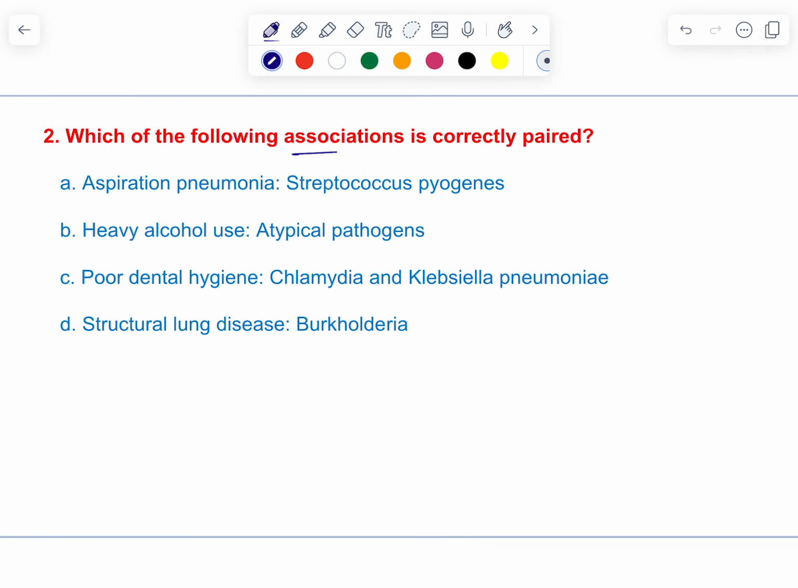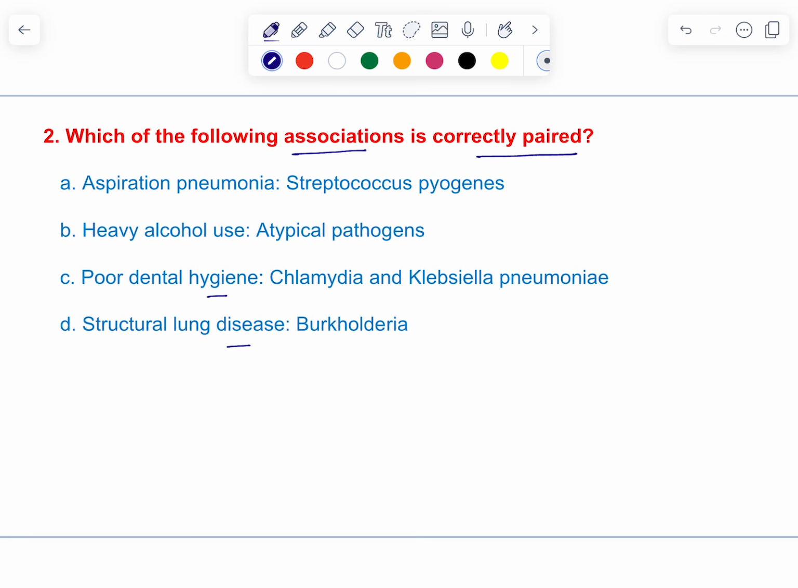Which of the following associations is correctly paired? The options are aspiration pneumonia Streptococcus pyogenes, second option, heavy alcohol use atypical pathogens, poor dental hygiene Chlamydia and Klebsiella pneumonia, structural lung disease Burkholderia. So which of the following is correctly paired?